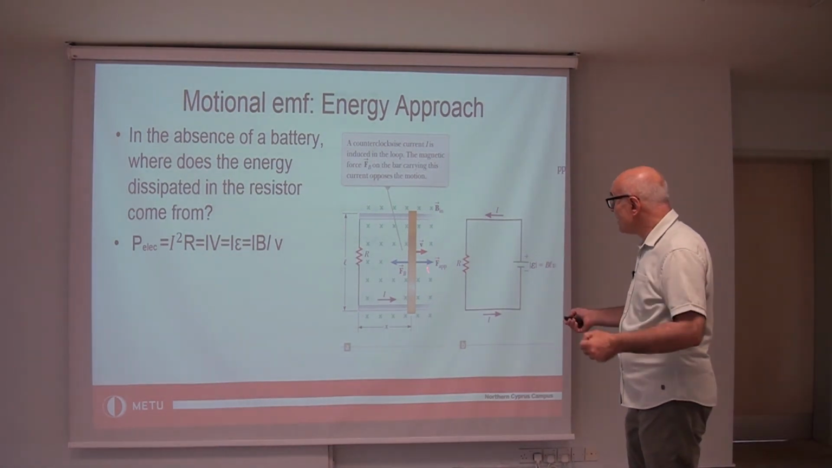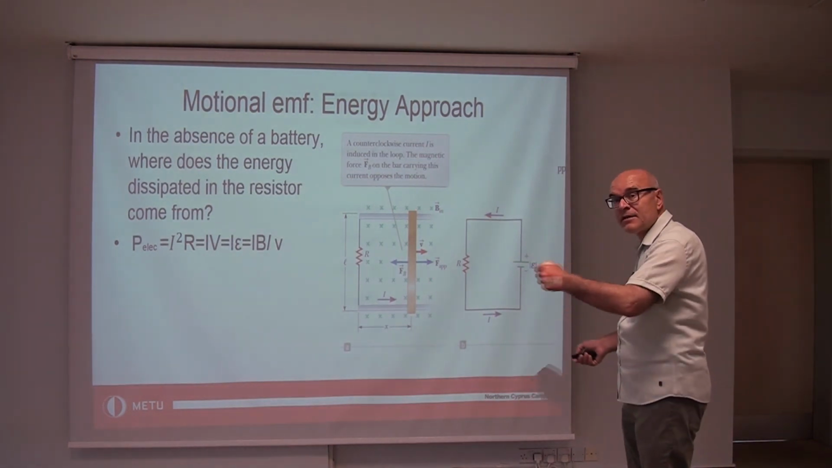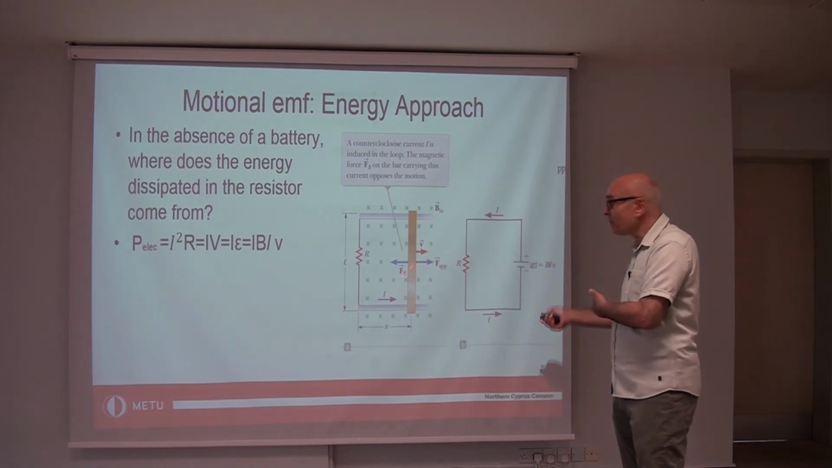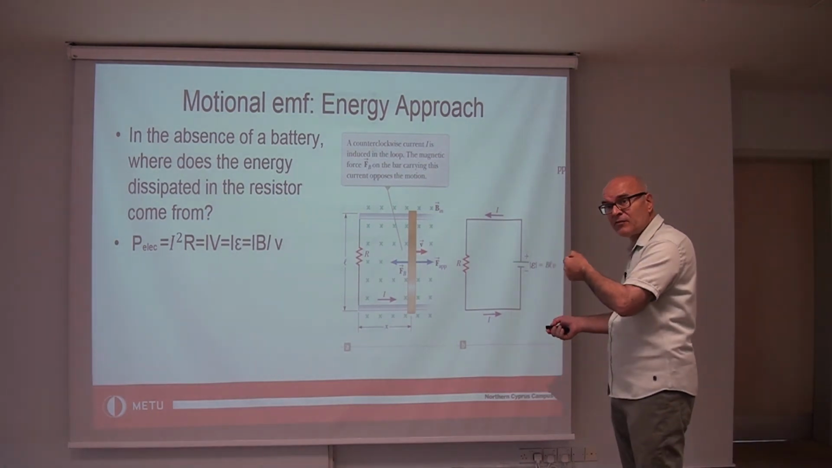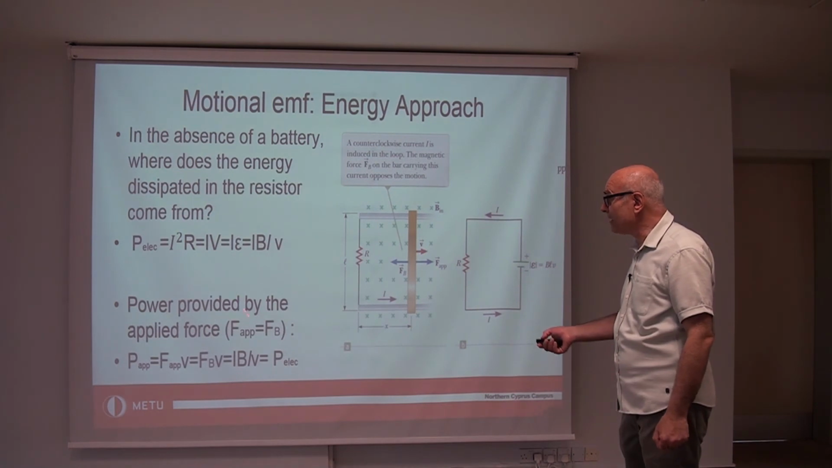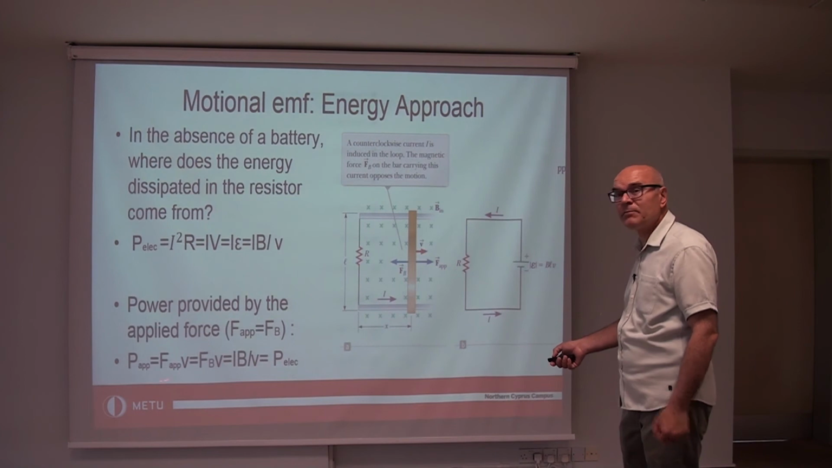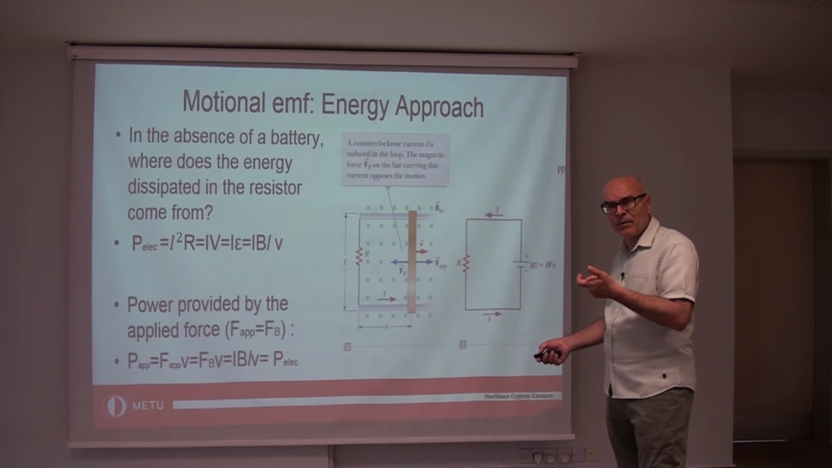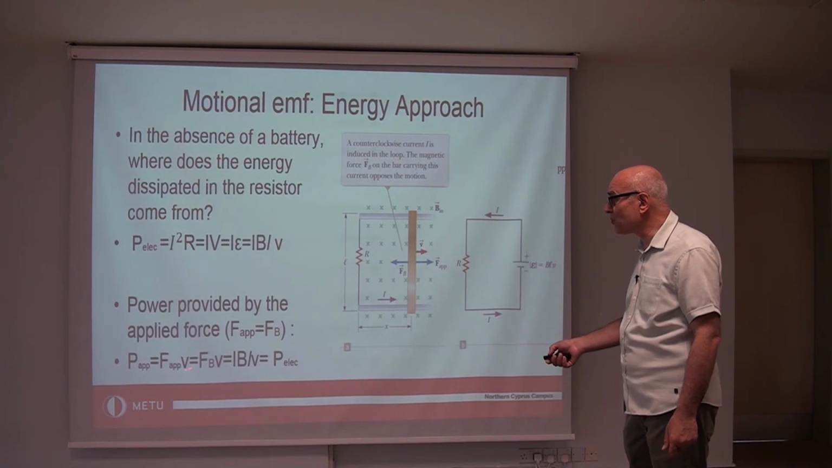Now, this force, when it is acting on this bar and moving it, is doing work on this bar. This external applied force does work on this bar, and the power provided by the applied force is the applied force multiplied by the speed. This is the instantaneous power. Now the speed is constant, and when the speed is constant, the applied force is equal to the magnetic force.